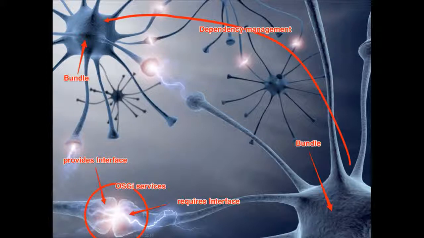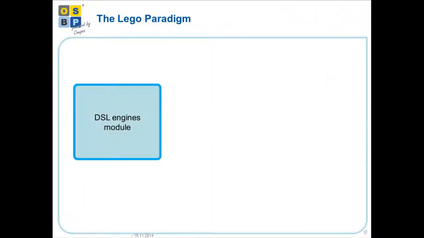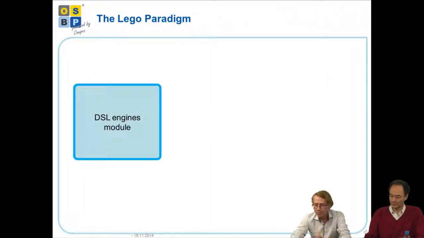So we do not prepare monolithic systems anymore. No, we have a lot of bundles, and we know which bundle requires other bundles. And we can assemble different systems based on the amount of our bundles very easily. So you can call OSGi also the Lego paradigm.